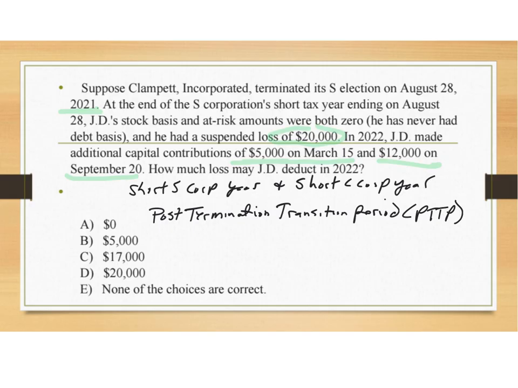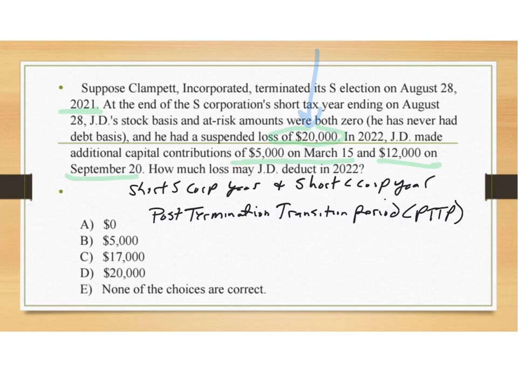So what you can do is shareholders can treat suspended losses that exist at the S corporation's termination date, to the extent that they have contributed capital in this post-termination period.